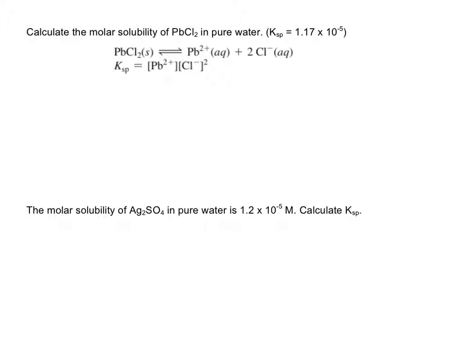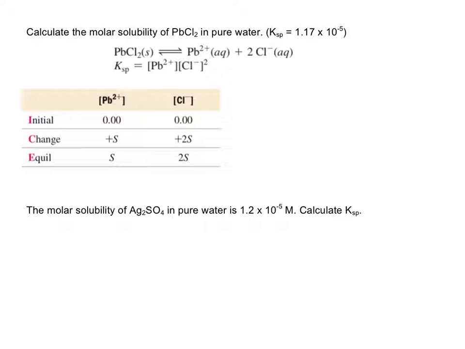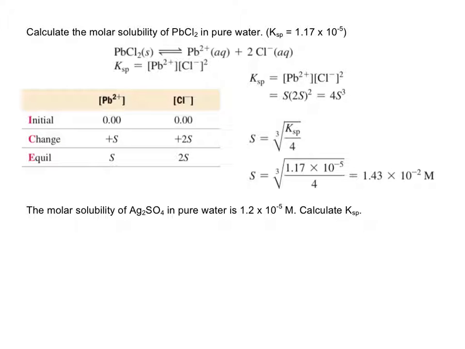Okay, so when we write out our ice table for this one, it's going to look a little bit different than the last one. We're still going to start with 0 of each, and for each lead chloride that dissolves, we still get 1 lead ion, so that's just going to be plus S. But for each lead chloride that dissolves, we're going to end up with 2 chloride ions, so that's going to be plus 2S. Okay, so when we write out our KSP, it's going to be equal to S times 2S squared. So that's going to give us 4S cubed.